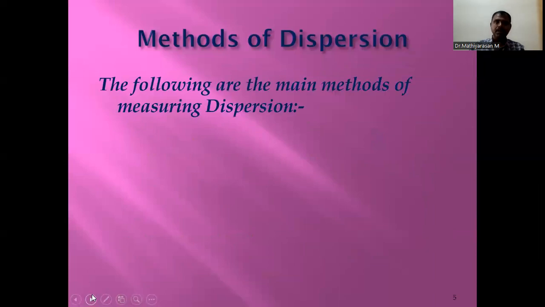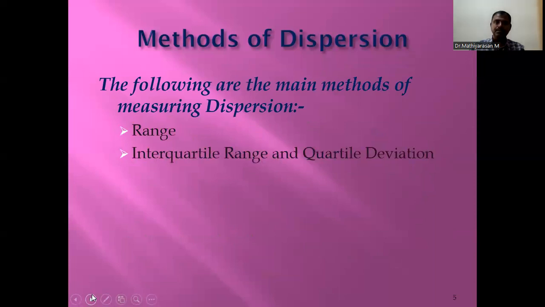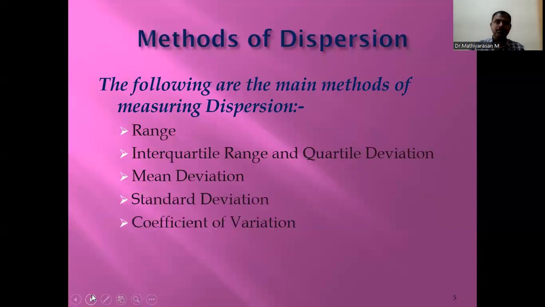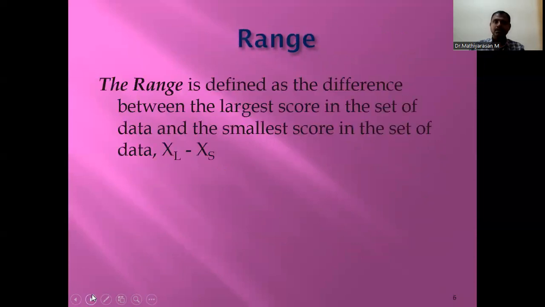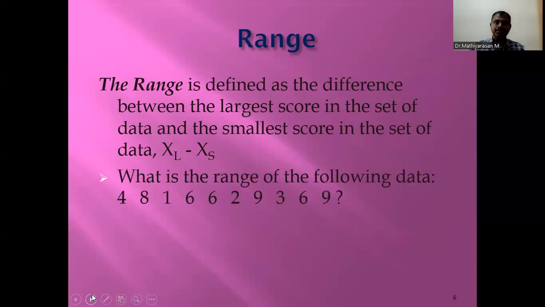Methods of dispersion. The following are the main methods of measuring the dispersion: range, interquartile range and quartile deviation, mean deviation, standard deviation, coefficient of variation, Lorenz curve. Range: so range is nothing but the difference between the largest value and the smallest value in a given set of data. That is called range.